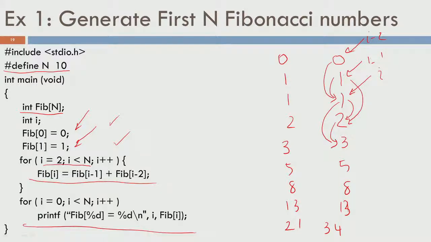If I want the first 100 numbers, let us say, all I have to do is, I do not have to go and touch the program anymore. I go and change the hash define. I now write hash define n 100. This changes n to 100. All I have to do is save it and compile it. I do not have to go and touch these other lines where I see n. So, this is very useful.